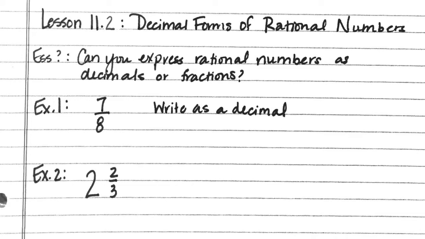All right, we are in lesson 11, section 2. We're moving all the way to chapter 11. We're almost to the end of the year. We're doing decimal forms of rational numbers. So remember that rational numbers are in the form of a over b, where they terminate like 1/2 terminates, or repeats like 1/3 repeats. Can you express rational numbers as decimals or fractions?